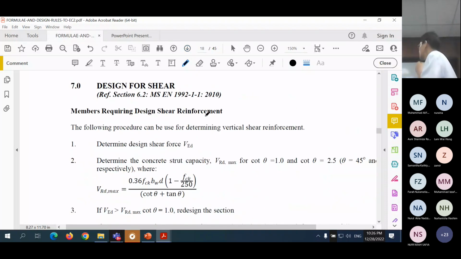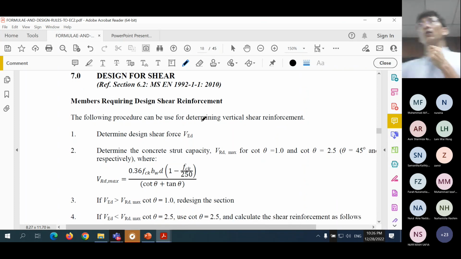Now, the last thing that I want to cover before we end is when you have flange sections. The design for vertical shear is exactly the same as for rectangular sections, because we assume the shear is taken by the web.